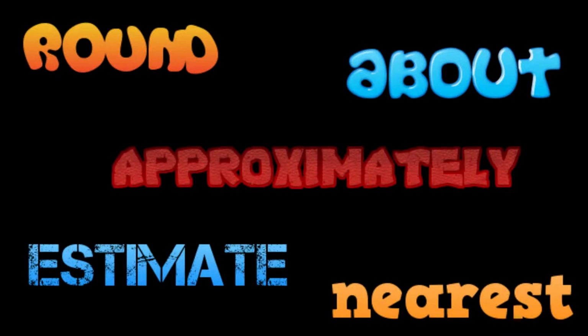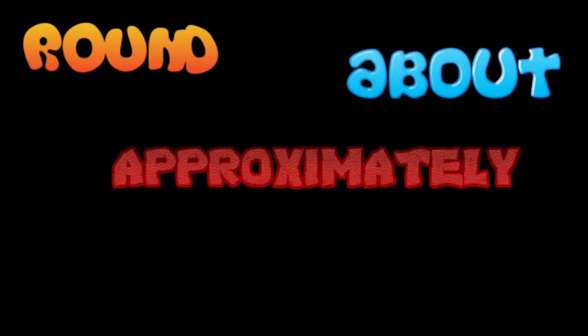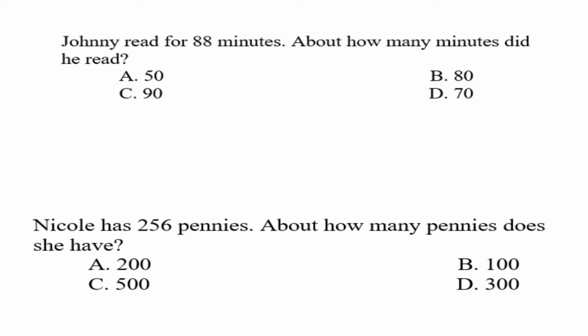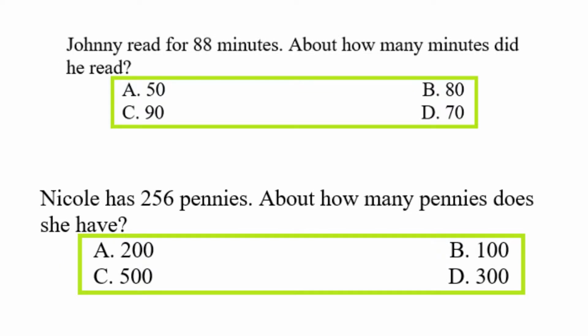If you're not sure if you need to round or not, remember you can always look at the clue words. Some of these words include words like round, estimate, nearest, about, or approximately. You can also try to look at the answer choices to see if any of them have to be rounded. So if the answer choices are all in groups of 10, then you're rounding to the nearest 10. If the answer choices are all in groups of 100, you're rounding to the nearest 100.